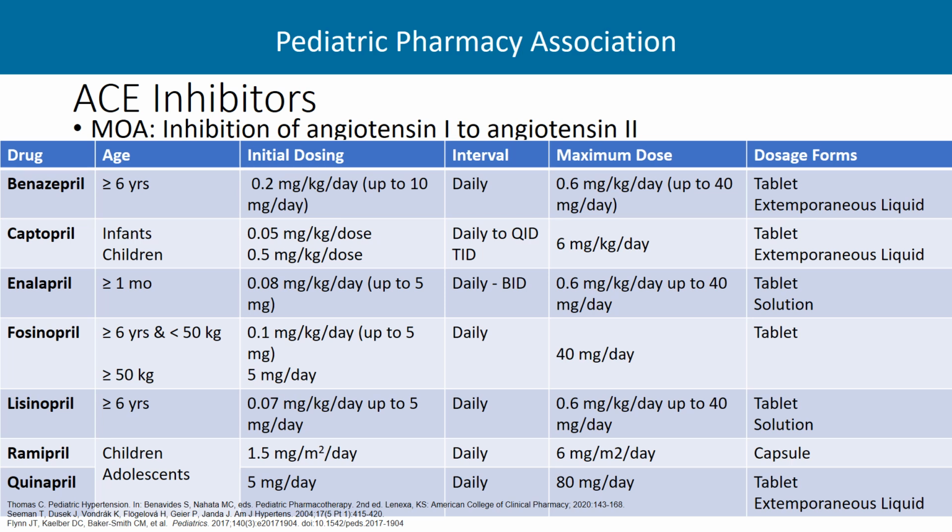And then other dosing I wanted to bring up is ramipril. Ramipril dosing has been described by Seaman and colleagues in the literature. They recommend starting a dose of 1.5 milligram per meter squared per day. This was in patients with hypertension and/or proteinuria. This study included patients who were around 2 years of age up through 19 years of age.